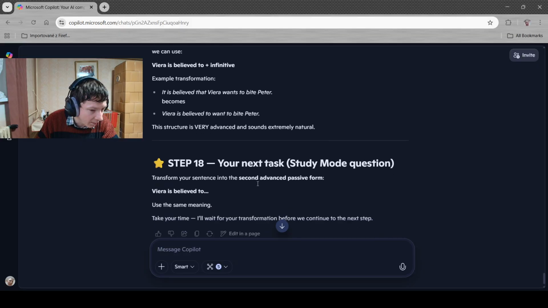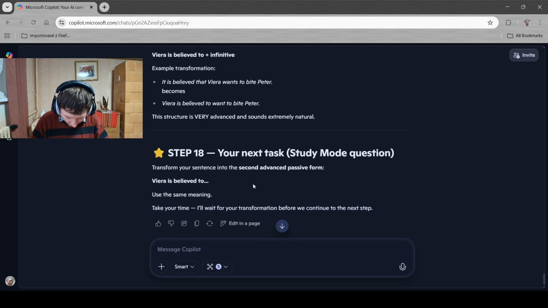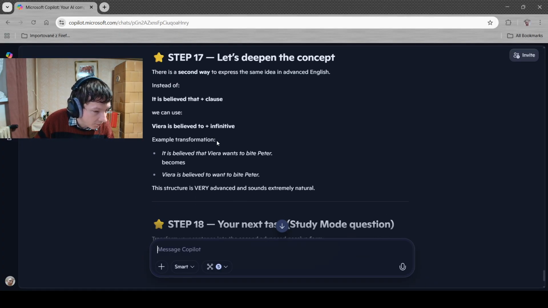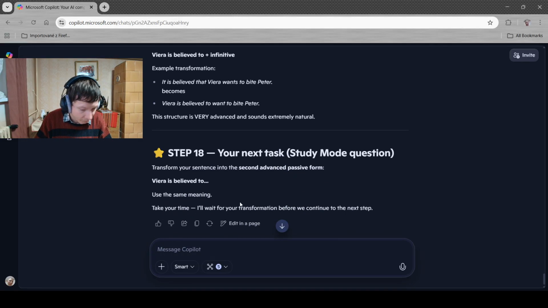Aha, so Viera is believed. Wait a minute. Viera is believed plus infinitive. Believed to want. Aha. To want to kiss Peter. We have to wait.